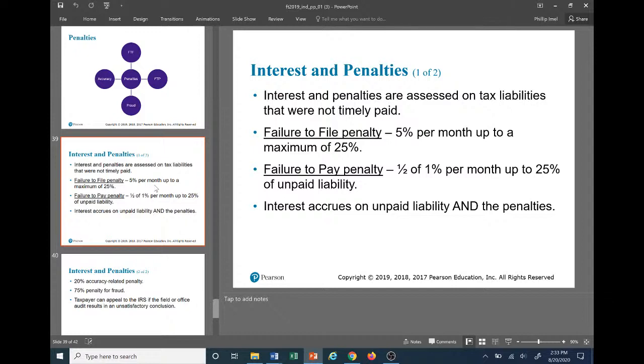Failure to file penalty is going to be 5% per month, up to a maximum of 25%. Failure to pay penalty is going to be 0.5% per month, up to 25% of unpaid liability. And the interest accrues on unpaid liability and penalties. So you can see here where if you have a failure to pay, or the penalties on top of that, then failure to file and failure to pay on top of that, they just keep on accruing on both the liability and the penalties. So that's a bad situation to be in.